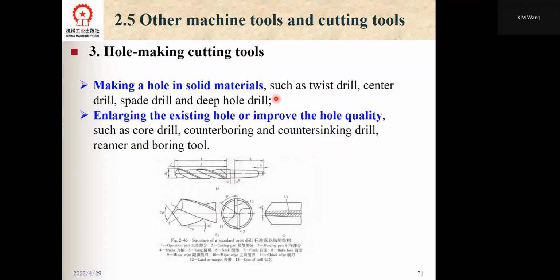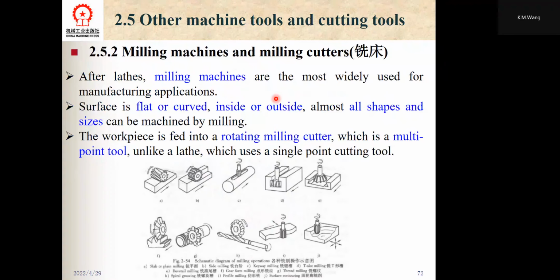Next we will introduce the milling machines and the milling cutters. There are a large variety of milling cutters available to meet specific requirements. Milling machines are the most widely used for manufacturing applications. The surface may be flat or curved, inside or outside. Almost all shapes and sizes can be machined by milling.